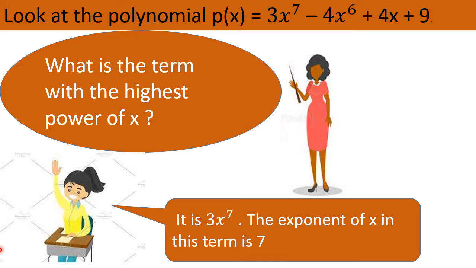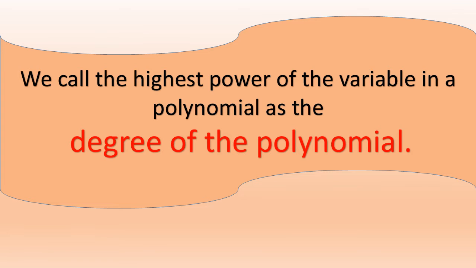Now why are we talking about this highest exponent? Yes, there is a relationship with this highest power. Let's see in the next slide what this highest power is going to do in this polynomial. We call the highest power of the variable in a polynomial the degree of the polynomial. Yes, we are going to call the highest power of any polynomial the degree of the polynomial.